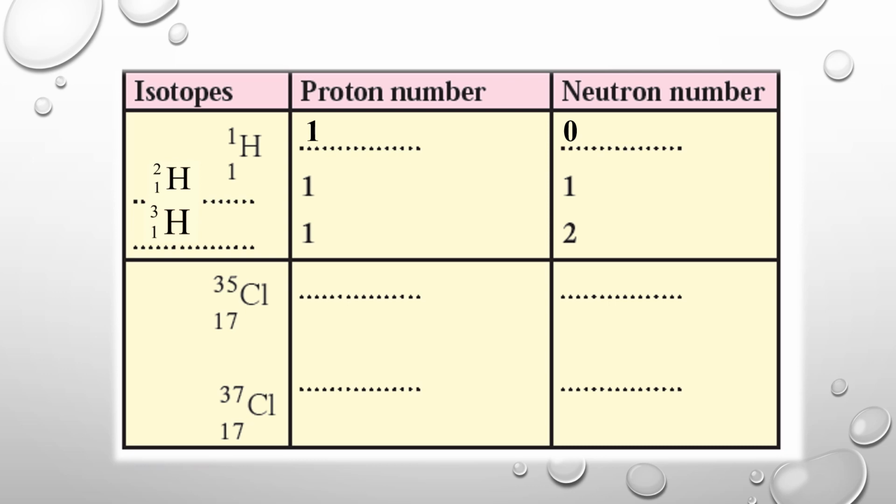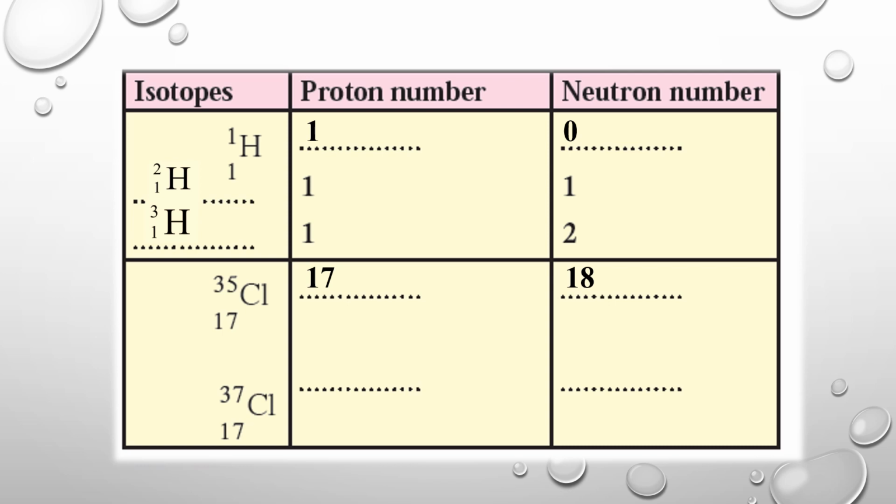Now the next, they have given the example of chlorine. So you have 35Cl17 and 37Cl17. So what will be the proton number? Proton number is the subscript. So 17 is given here. 17 will be the proton number. How do you find out neutron number? You only have to subtract the two. 35 minus 17 will give me the neutron number. You can check it. If you add it up, you should get what is there as a superscript.